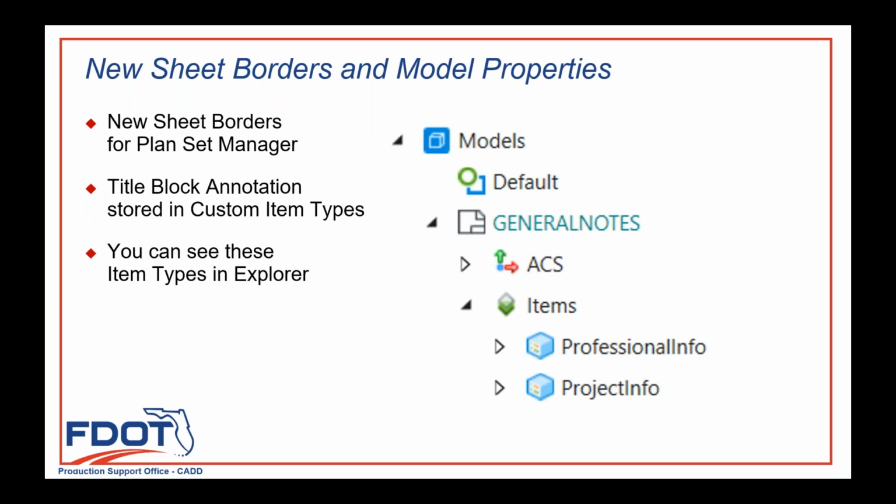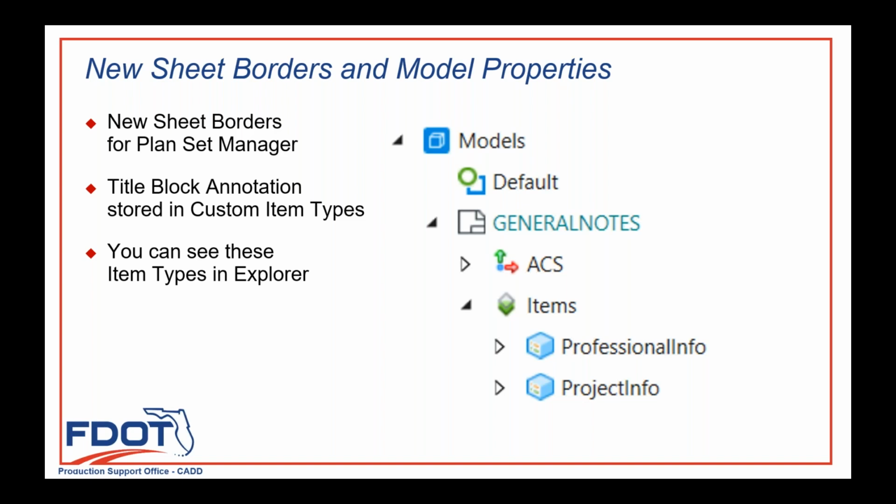And as I mentioned in my last slide, the current FDOT borders are specially designed to work with Plan Set Manager. The title block information for these borders is in custom item types that are linked to the model properties. Information is stored either in the professional information or project information section.